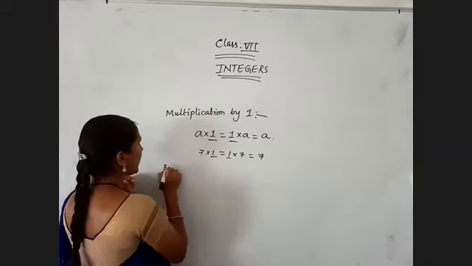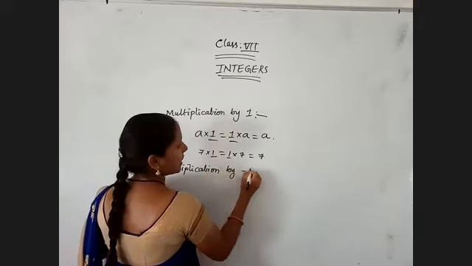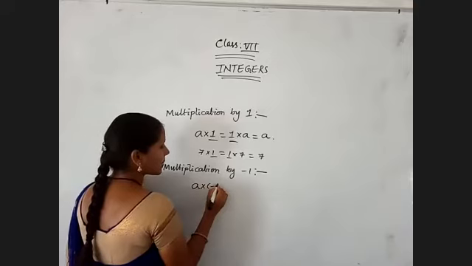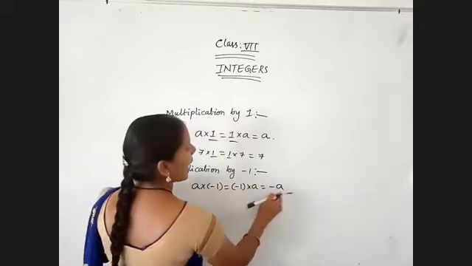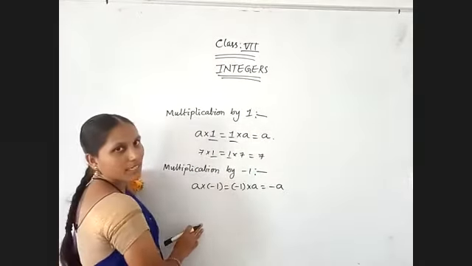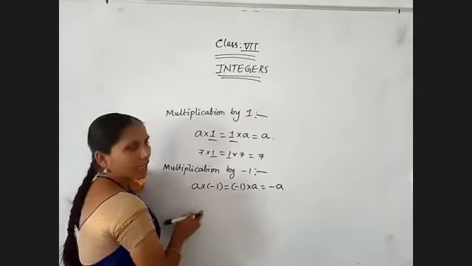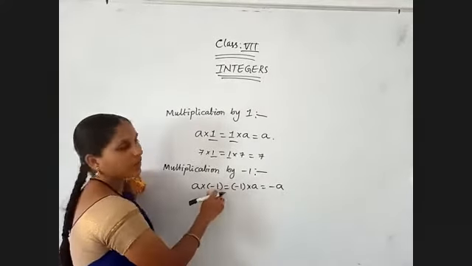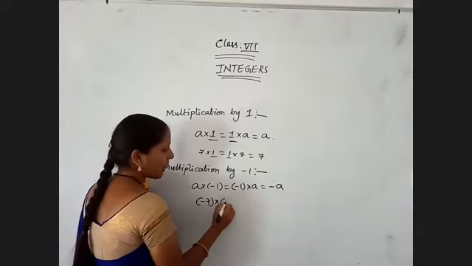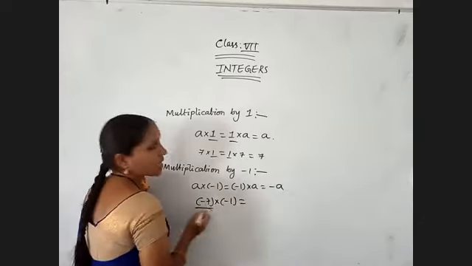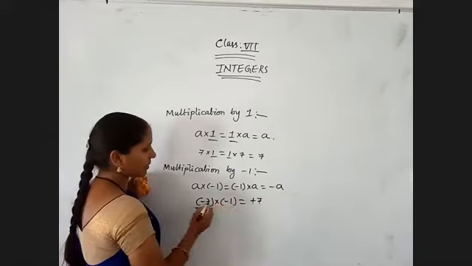And now multiplication by minus 1. If I multiply a number with minus 1, I will get its additive inverse as the result. What is the additive inverse? For 7, minus 7 is the additive inverse, because if we add the two integers, we get the result 0. So when we multiply with minus 1, we get its additive inverse. Suppose I have minus 7 into minus 1. The additive inverse of minus 7 is plus 7, so we get plus 7.